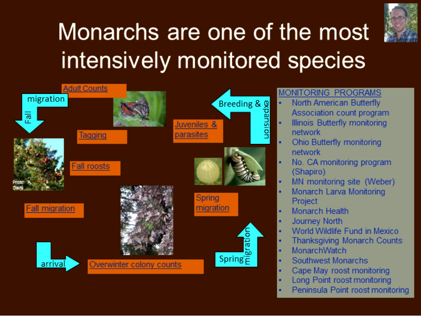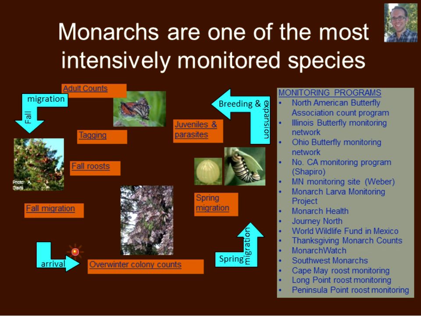And really that they are monitored in some way, shape, or form during their entire life cycle. So I'll talk about the spring migration and how there is a citizen science project dedicated to the spring migration. Then there are also a couple of different citizen science projects dedicated to the juveniles, or the eggs and caterpillars, and also their parasites. There are also citizen science projects about the number of adults and the fall migration, and then their arrival into the overwintering colony.